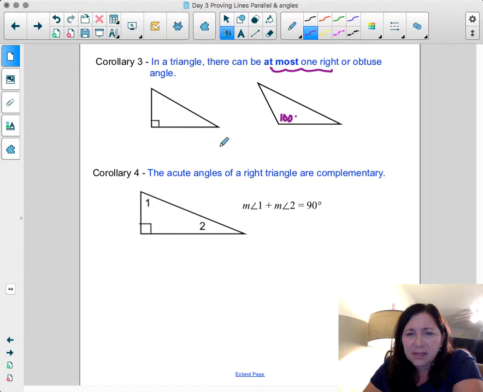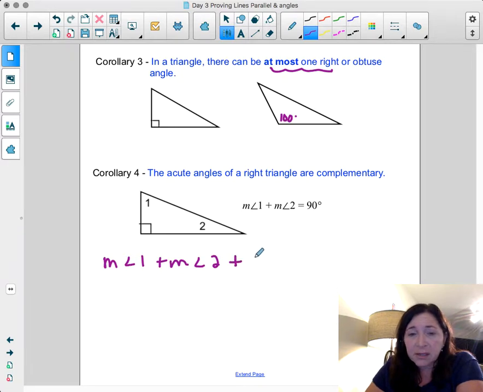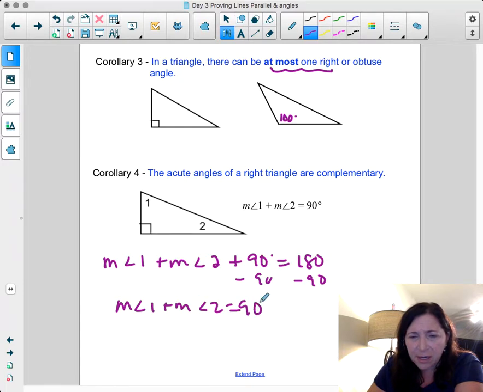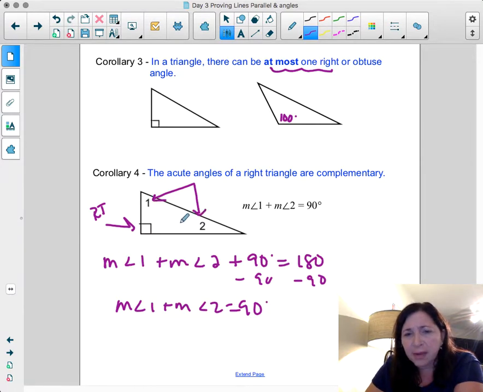And in addition to that, something that not a lot of people think about: if I'm going to add up the angles of a triangle, then I know that the measure of angle 1 plus the measure of angle 2 plus this value, which is 90 degrees, is equal to 180 degrees. Well, if you subtract 90 from both sides, you get the measure of angle 1 plus the measure of angle 2 is equal to 90 degrees. So if you have a right triangle, it has a right angle, and the remaining two angles are complementary, which means their sum is going to be 90 degrees.